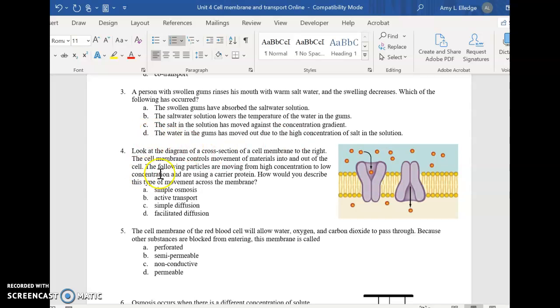So it's got to be D. The water in the gums has moved out due to high concentration of salt in the solution. Because it's a hypertonic solution, water moves out towards it.